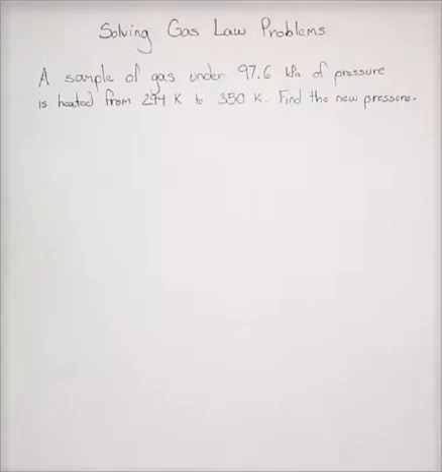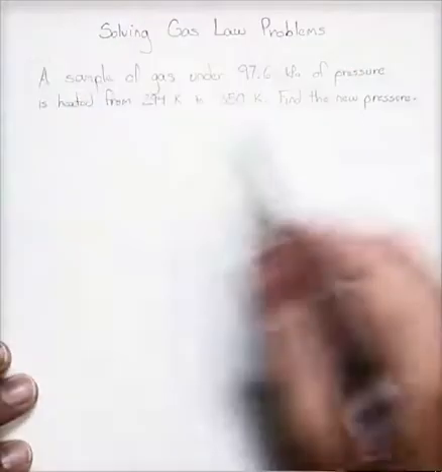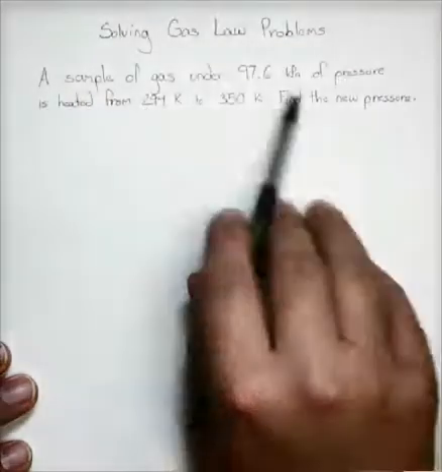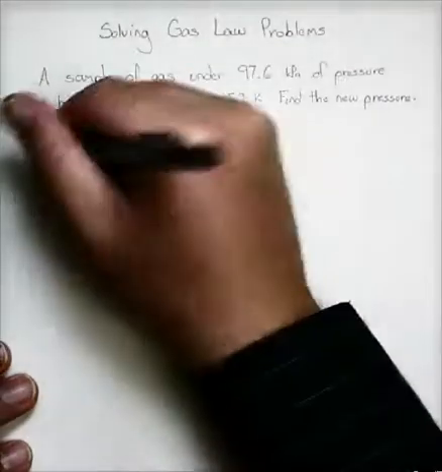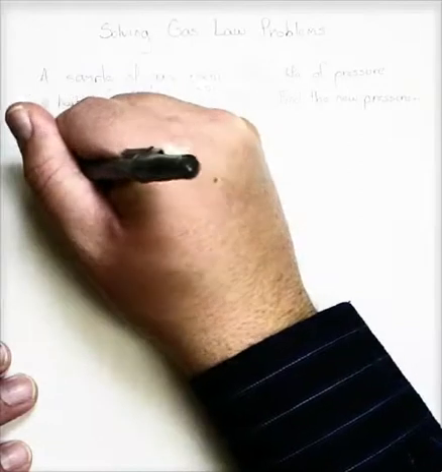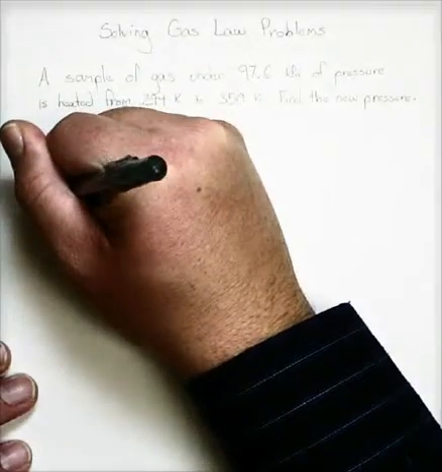So here's a problem that hopefully looks familiar. A sample of gas under 97.6 kilopascals of pressure is heated from 294 kelvins to 350 kelvins. Find the new pressure. So the first thing we're going to do, since we have a gas with these variables changing, is construct our IFE chart.